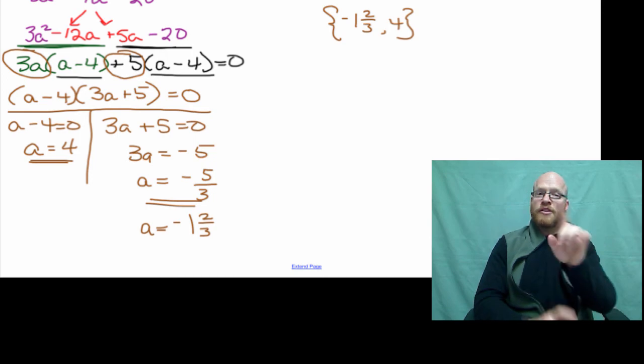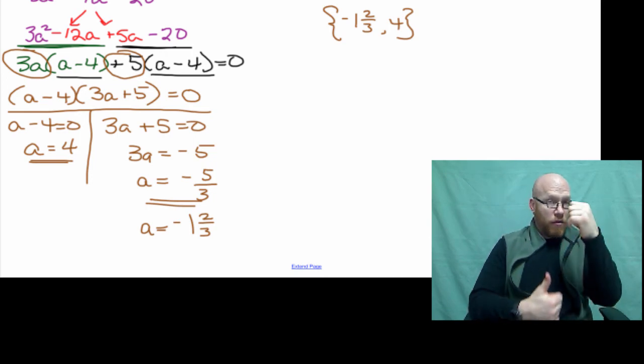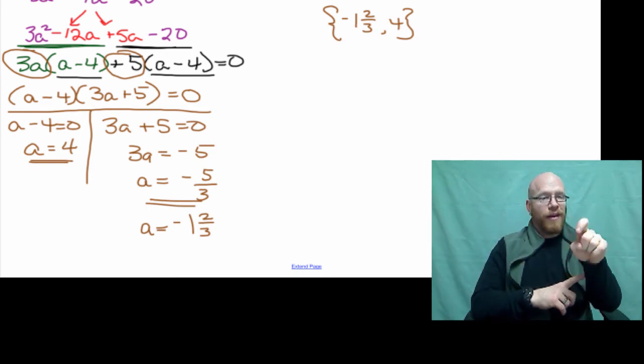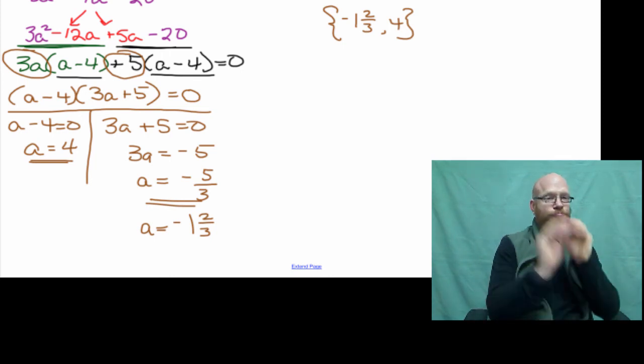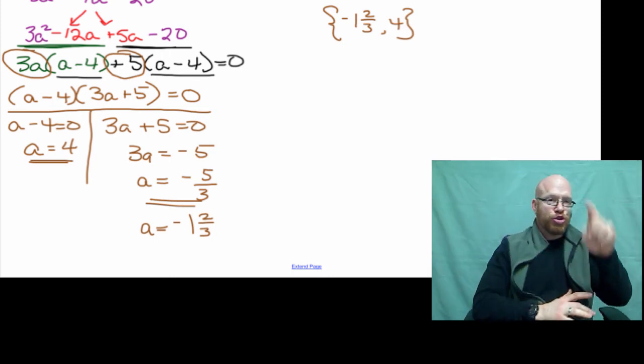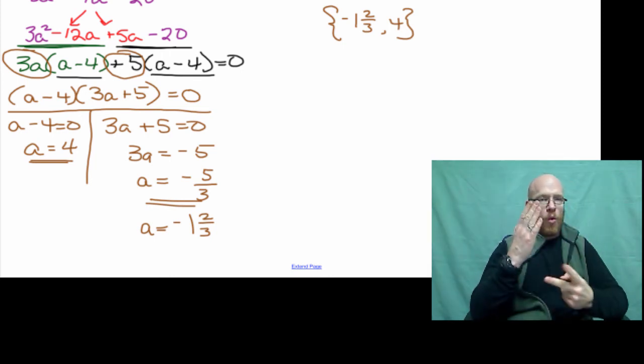So this is our solution set. Remember, I haven't checked our answers yet. What you do is put both these answers in the original quadratic and make sure 0 does equal 0.